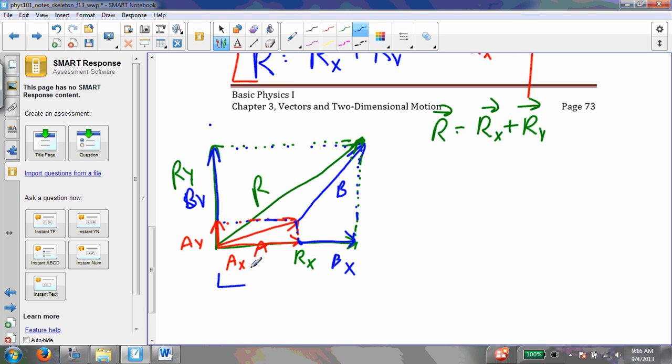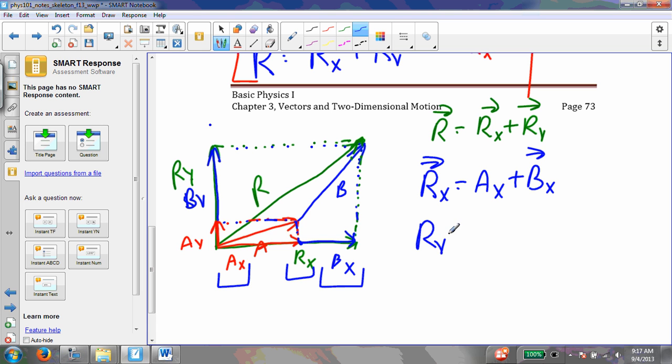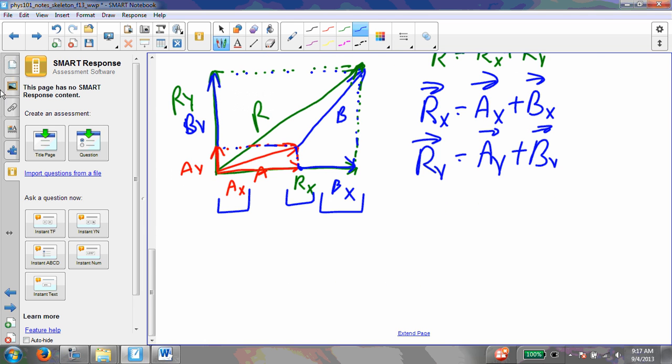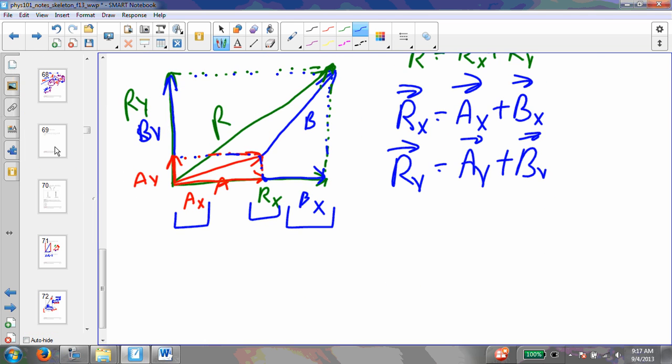Notice that Ax and Bx add up to give me Rx. So Rx equals the sum of Ax plus Bx, and Ry in a similar way gives me the sum of Ay plus By. All right. We'll do this as an example in the next screencast, so you can see what that looks like.